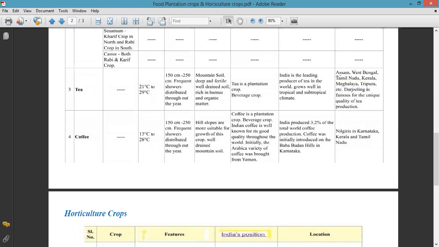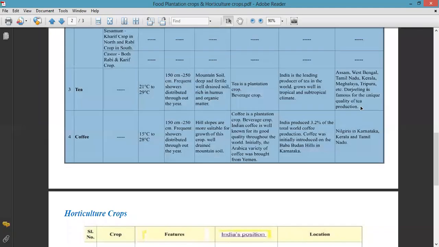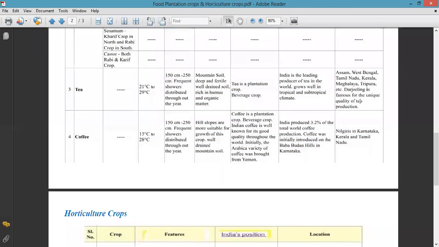The leading states in India are Assam, West Bengal, Tamil Nadu, Kerala, Meghalaya, and Tripura. Darjeeling is famous for its unique quality of tea production. Even though a number of states are producing tea, tea powder from Assam and tea powder from Darjeeling will have more sales. It may be costlier than other states' production.